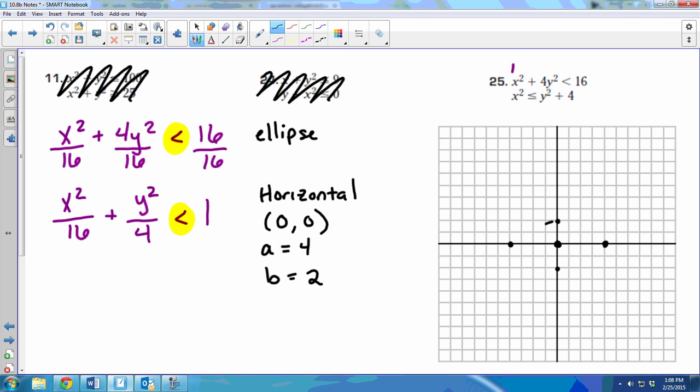And then I make a dash. It's dash because it says less than, not less than or equal to. It kind of looks like a football.